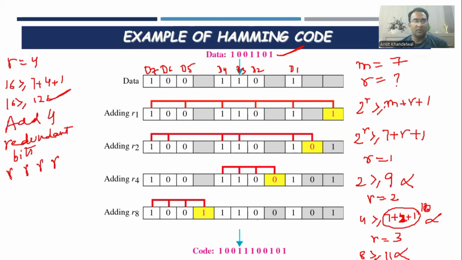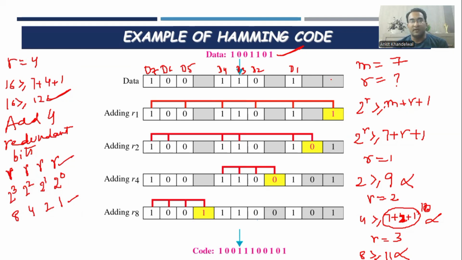Now these four redundant bits, that is, these are 1, 2, 3, and 4. That is going to be added at the position of 2 to the power 0, 2 to the power 1, 2 to the power 2, and 2 to the power 3 there. 2 to the power 0 is 1, 2 to the power 1 is 2, 2 to the power 2 is 4, and 2 to the power 3 is 8. So we are going to add the first bit at position number 1, second bit at position number 2, third bit at position number 4, and fourth bit at position number 8.